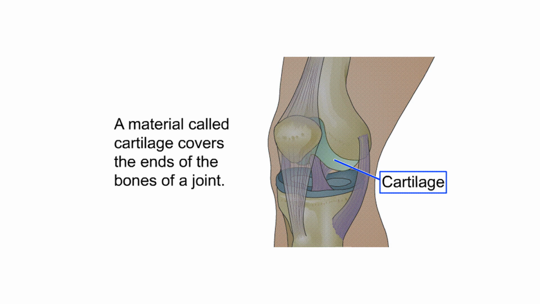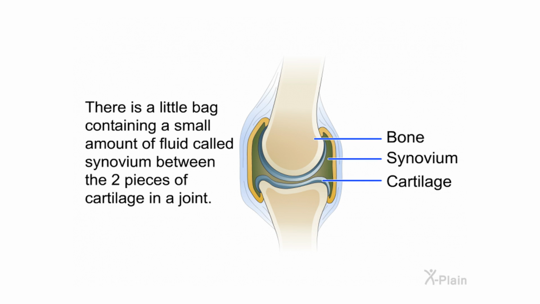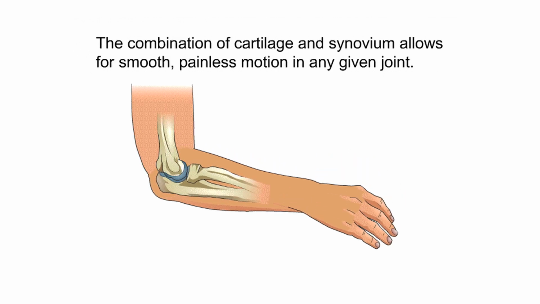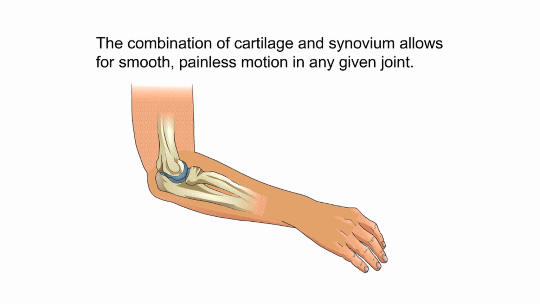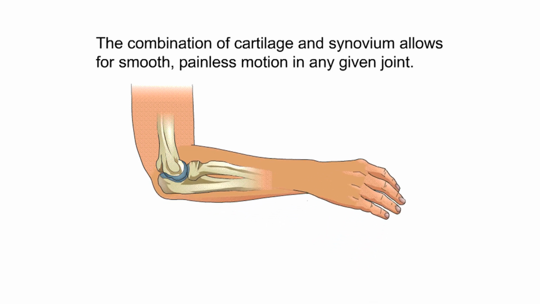A material called cartilage covers the ends of the bones of a joint. There is a little bag containing a small amount of fluid called synovium between the two pieces of cartilage in a joint. The combination of cartilage and synovium allows for smooth, painless motion in any given joint.